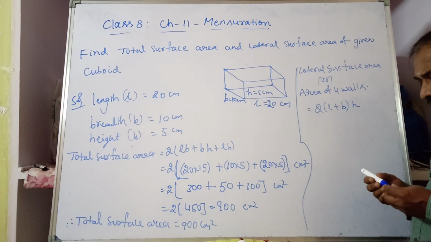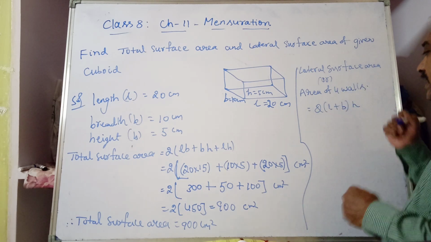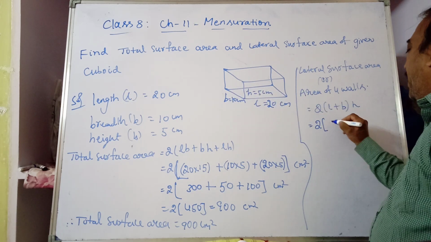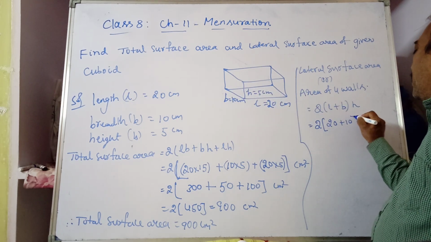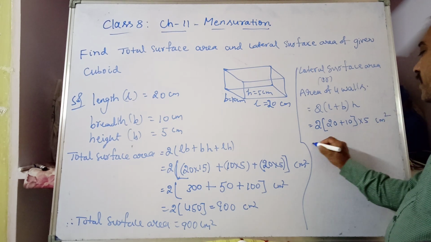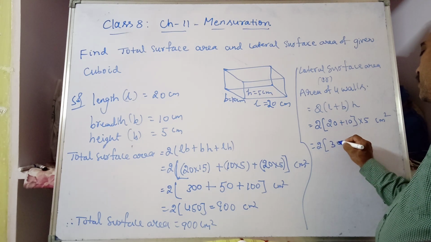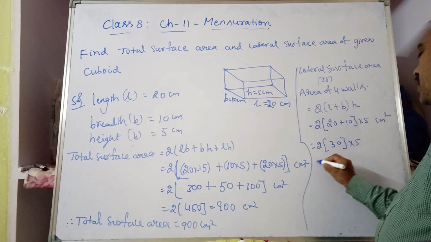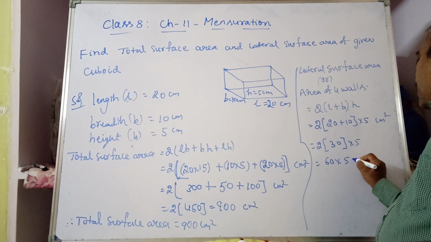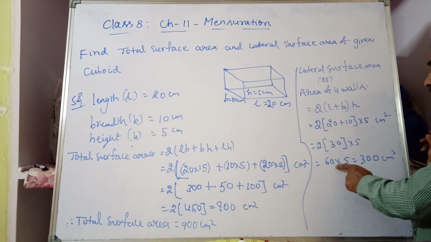This formula you see, you can write either 2 into (L plus B) into H or 2H into (L plus B). It equals 2 into (L plus B), where length is 20 plus breadth is 10, into height is 5 centimeter square. Simplify: 2 into (20 plus 10), 30 into 5. Now multiply 2 into 30, 60 into 5 is equals to 300 centimeter square. 5 sixes are 30 and one more 0.